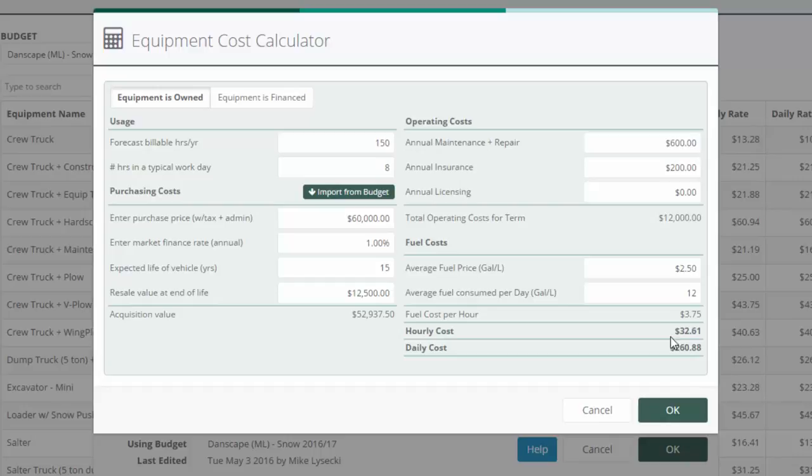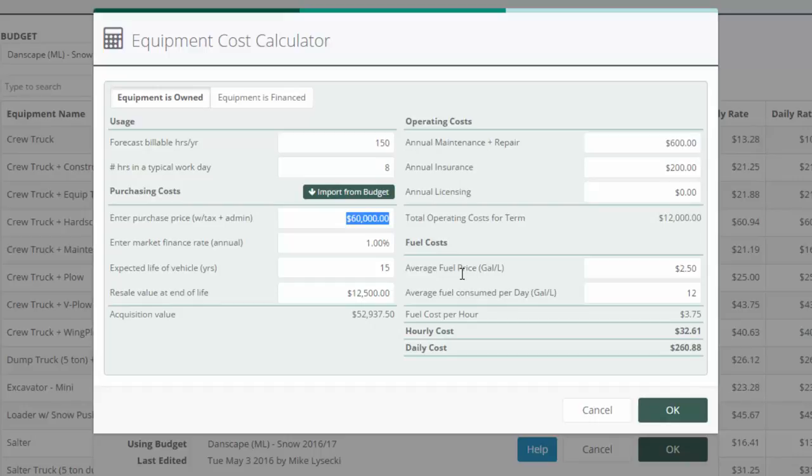At the end of it, you're going to end up with an hourly cost and a daily cost for this backhoe with a pusher. Now, just remember, flashing back to this number here, that purchase price would include the pusher itself. If it doesn't include the pusher, you didn't buy them as a combination, then we need to add the pusher into that as well.